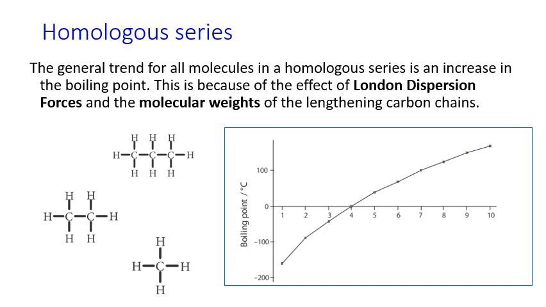So the general trend for all molecules in a homologous series is an increase in the boiling point. No matter what homologous series, be it alkanes, alkenes, alkynes, or alcohols, usually what happens is the more carbons you add, the more the boiling point is going to increase. This is because of earlier work, which we looked at in structure and bonding, of the London dispersion forces and the molecular weights of the lengthening carbon chains.